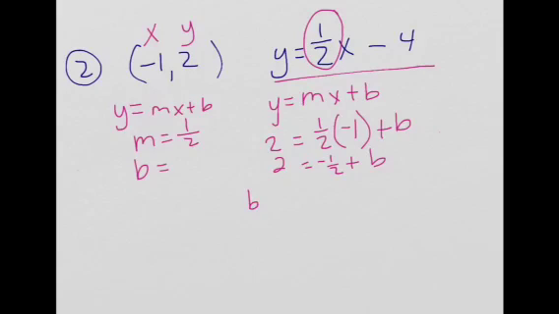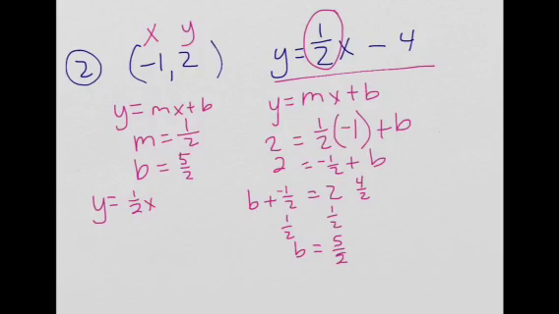I'm going to do b plus negative 1/2 is equal to 2. I'm going to go ahead and zero pair the half out. So b is equal to, this of course is 4 halves, so I'm going to add that together and that gives me 5 halves. So my equation is going to be y is equal to 1/2 x plus 5 halves. Let me make that 2 a little bit easier to see.